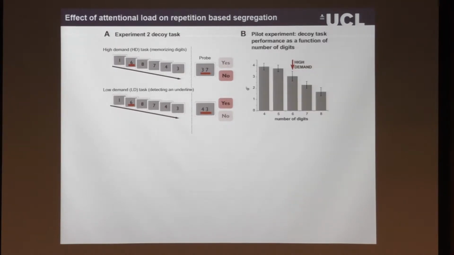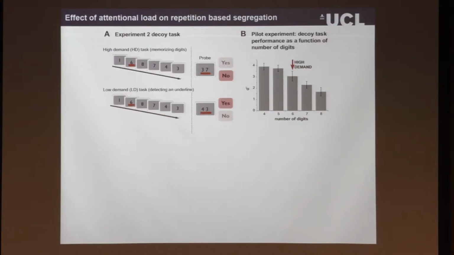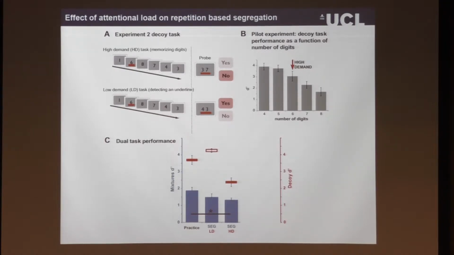And what we did is we adjusted the difficulty of this high demand task for each participant. So we ran a little experiment beforehand on each person to look at how many numbers they could remember, so the length of the sequence that they could store in memory. On most of the people, we ended up settling on a sequence of 6 numbers that they had to remember. Some people had a bit more, and some people had a bit less, but on average it was about 6. And this is the dual task performance again, in the same format as in the previous slide. It's a little bit messier now.